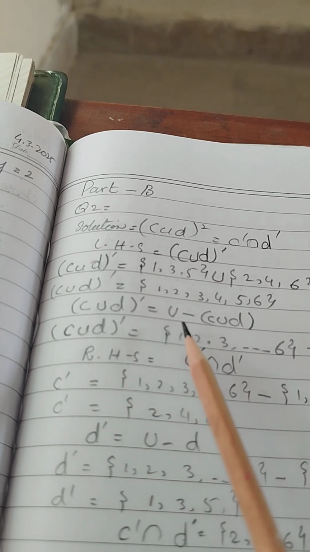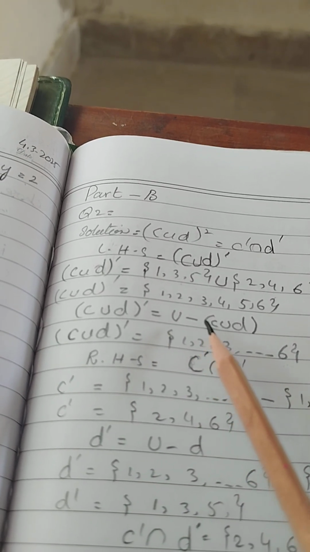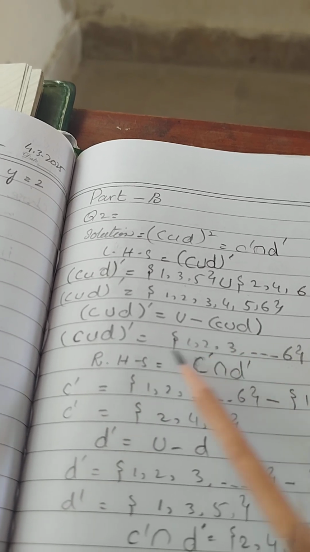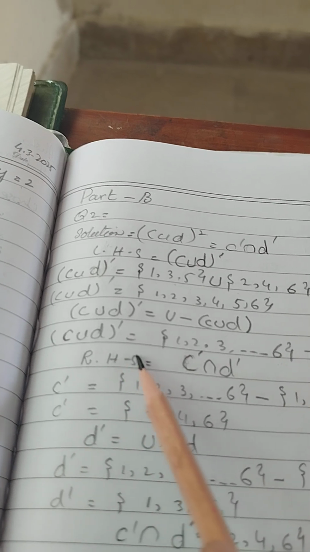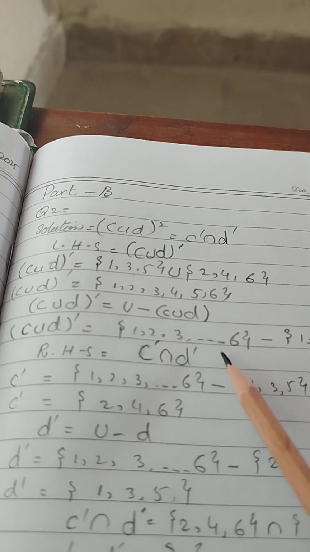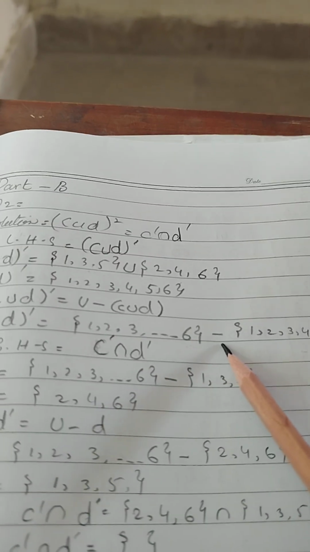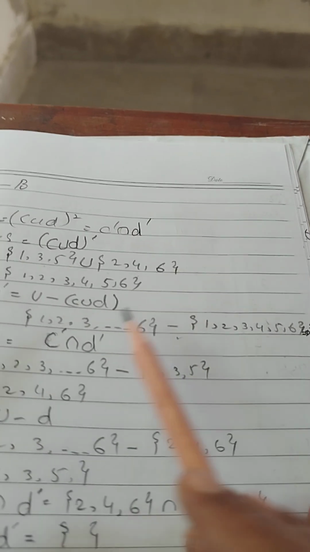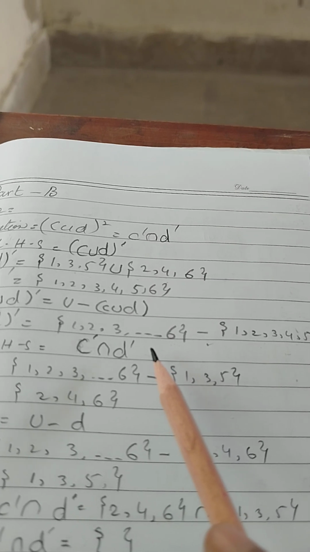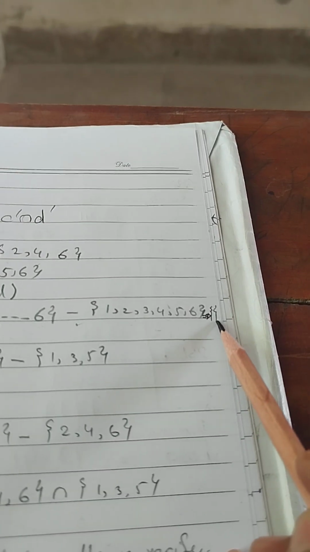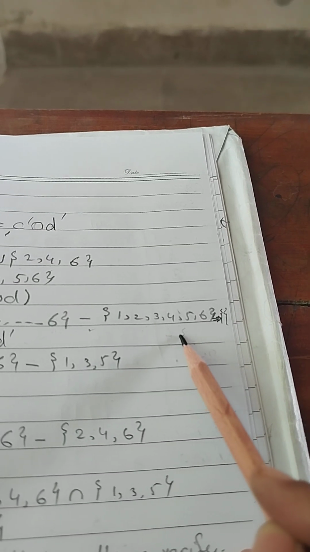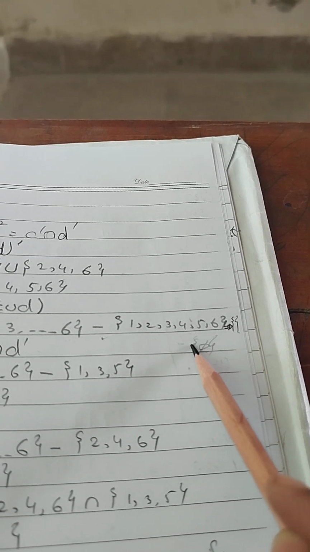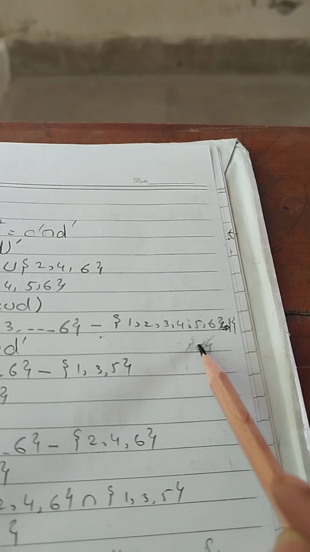Now we solve this question. The next step is the complement. (C union D) whole complement is equal to the universal set with difference of the union. The answer of this question is the empty set, because all elements are cancelled.